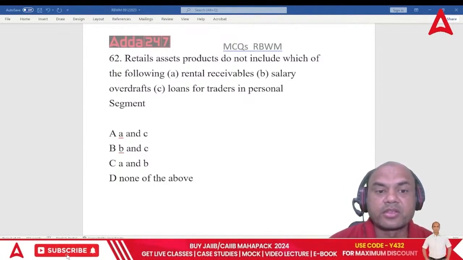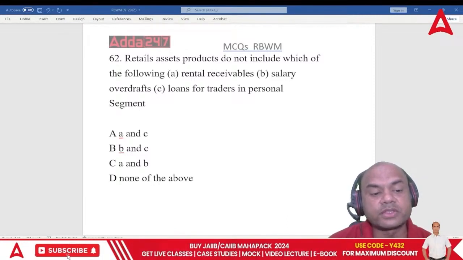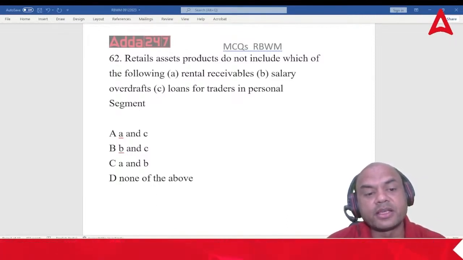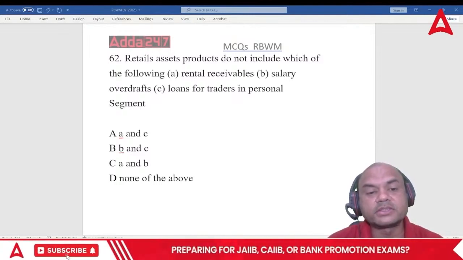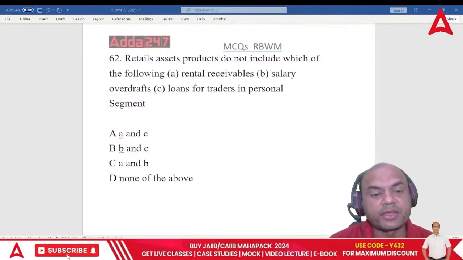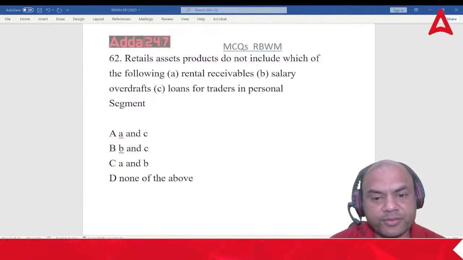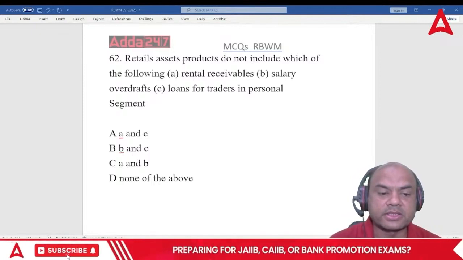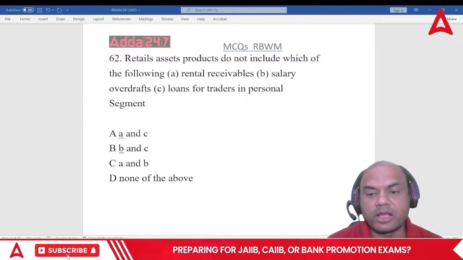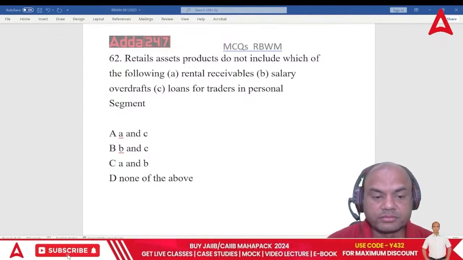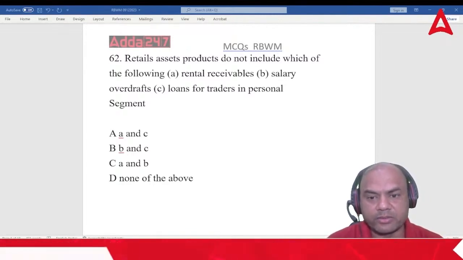So retail assets do not include which of the following? Give the answer. Is it D or is it C? It's either A or D. Think of it. What should be the answer? Please give me the answer, everyone. A or D.